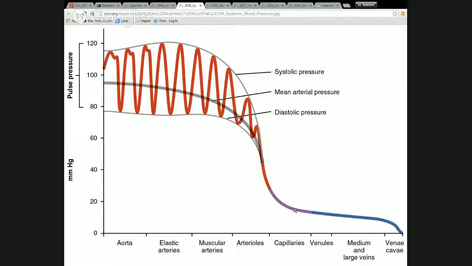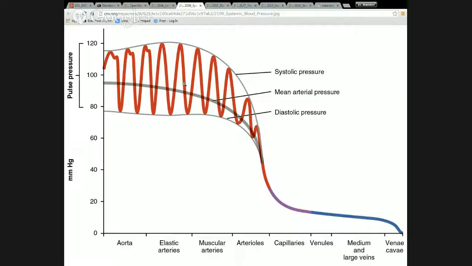nutrients and waste products are exchanged across capillary walls. And capillaries are very thin. They're not going to really be able to tolerate big changes in pressure. So the pressure has to be steadied by the time we get to that point in circulation. And then, of course, it's going to stay as a steady value for the rest of the time on down.